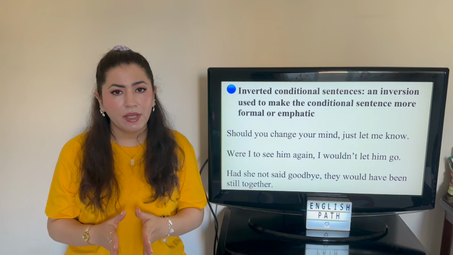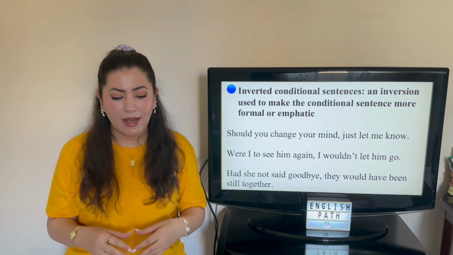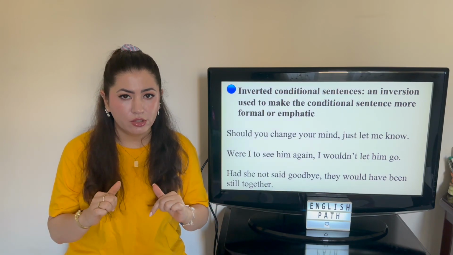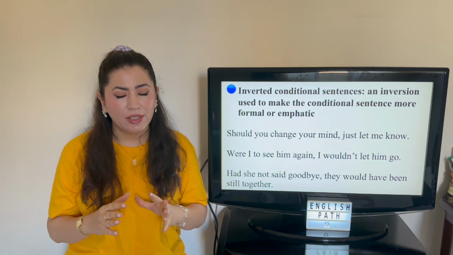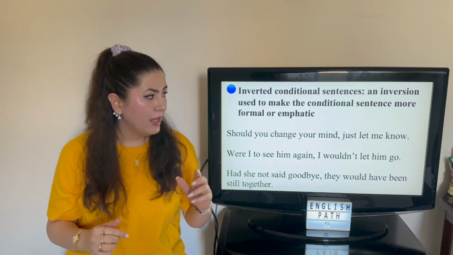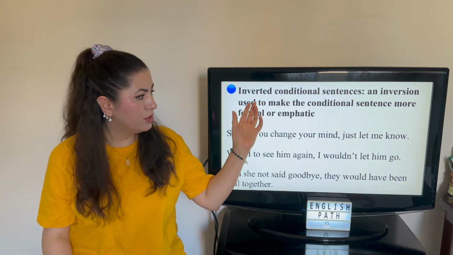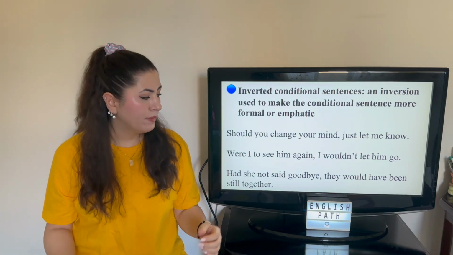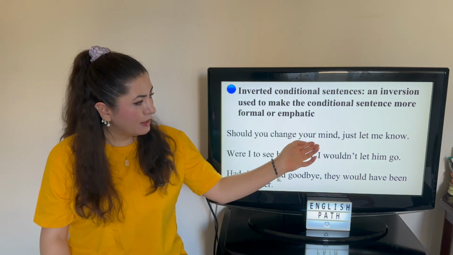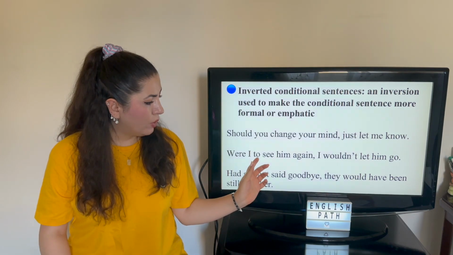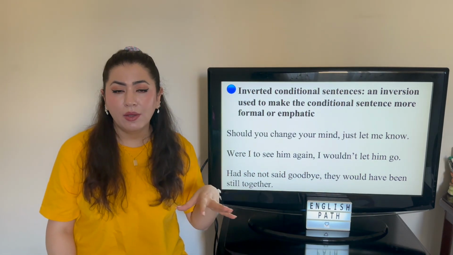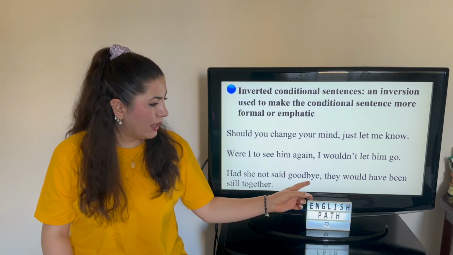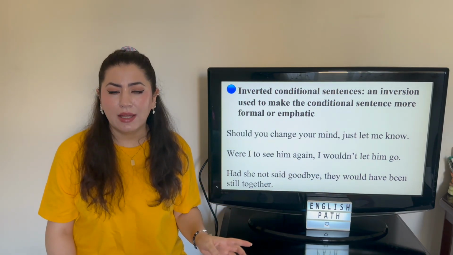And finally, inverted conditional sentences that I fully explained in a separate lesson that is linked in the description, and I also mentioned in the beginning of this video. This type of inversion is used to make the conditional sentence more formal or emphatic. Should you change your mind, just let me know. Were I to see him again, I wouldn't let him go. Had she not said goodbye, they would have been still together.